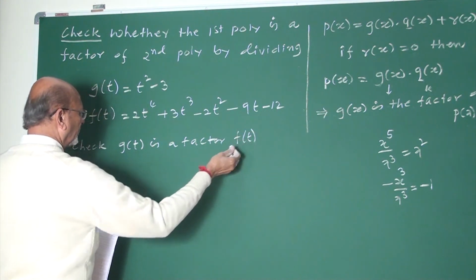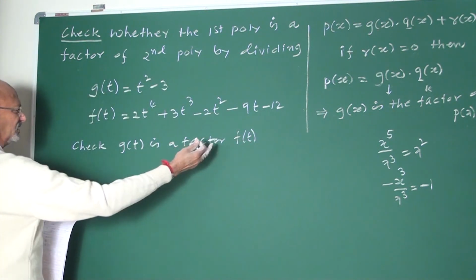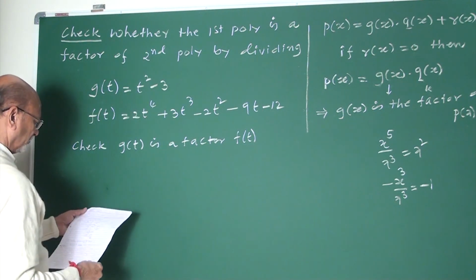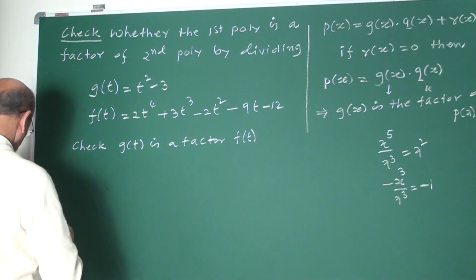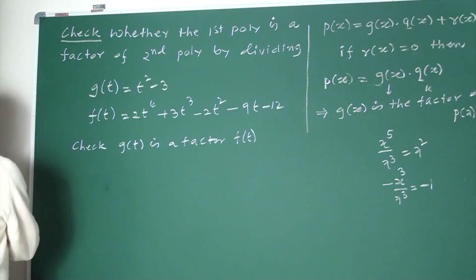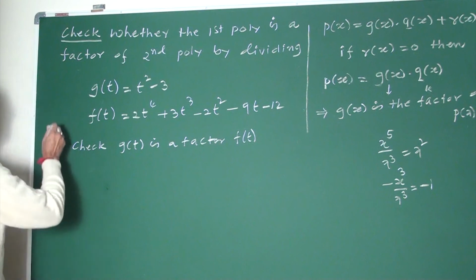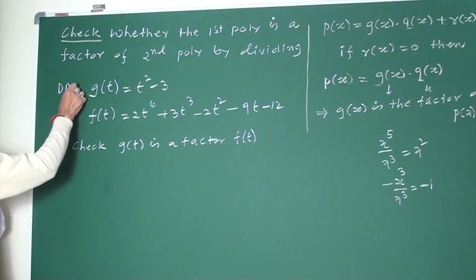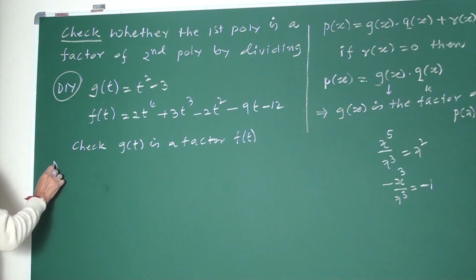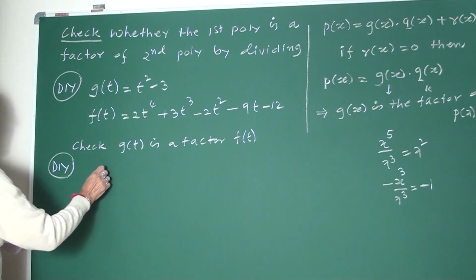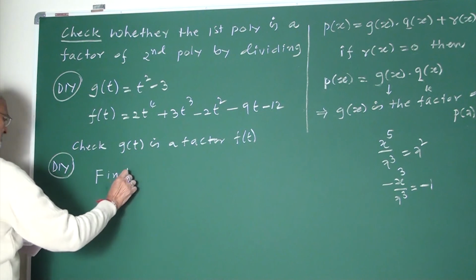Dividing Ft by Gt, that is there. Dividing Ft by Gt, this is 1, my friend. One more if you wanted. This is also DIY. Another is also DIY. Yes, my friend.